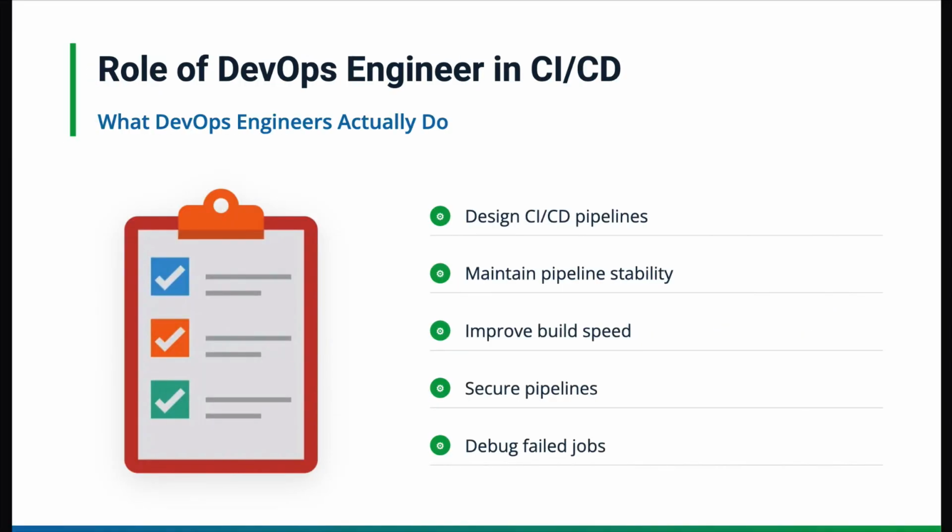So here is what a DevOps engineer actually does with CI/CD. They design and maintain pipelines. They make sure builds are fast and reliable. They debug pipeline failures and improve automation. They also secure pipelines and manage secrets properly. CI/CD is one of the main responsibilities of DevOps.